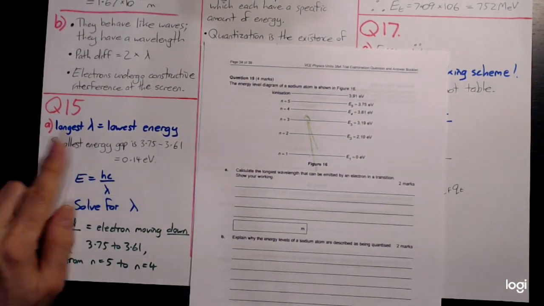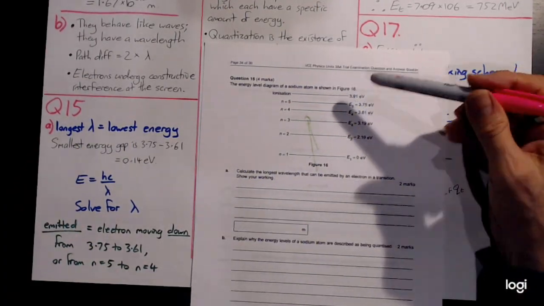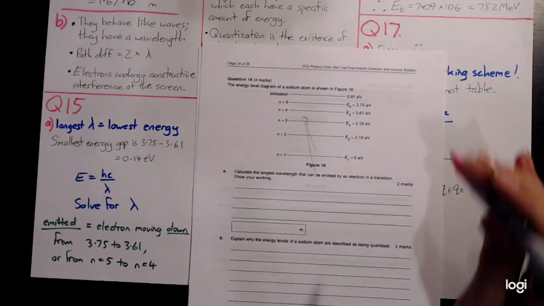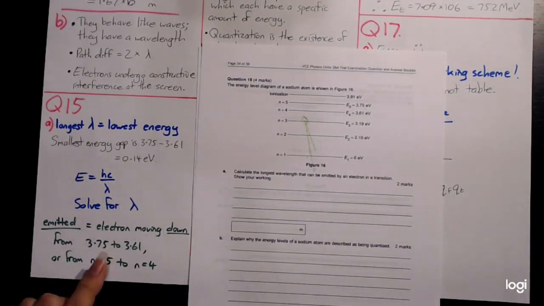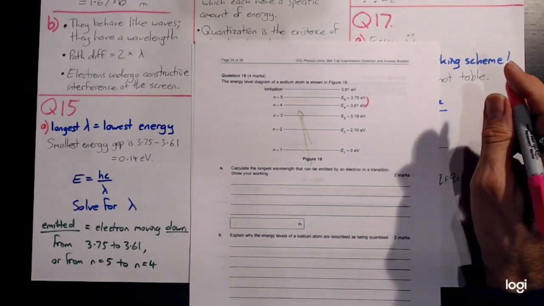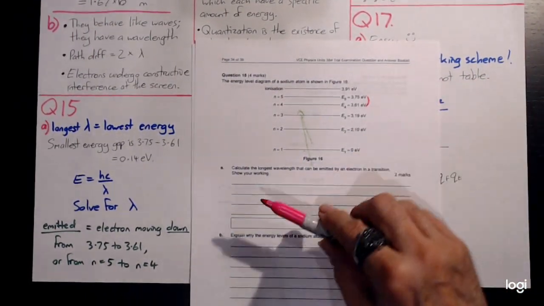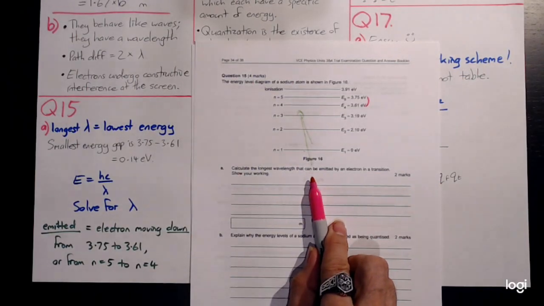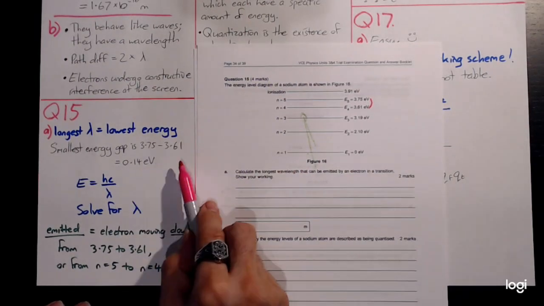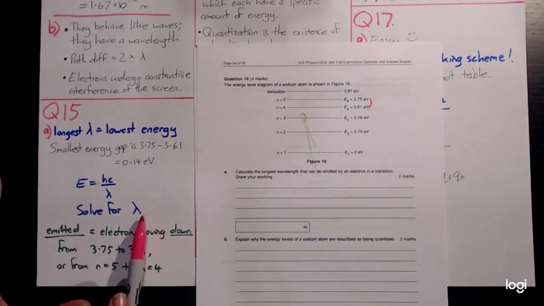All right, longest wavelength equals lowest energy. Long wavelengths are low energy, so we need to find the smallest energy gap between any of these two numbers. And the smallest gap that we could find was from 3.75 to 3.61, that one there, right? Or from n equals 5 to n equals 4. They said calculate the longest wavelength, right? So having got that difference, 0.14, you needed to solve it for the wavelength.